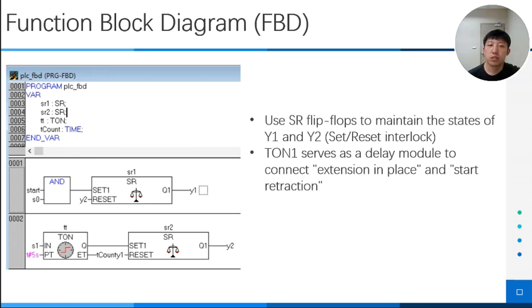The reset signal resets all flip-flops and the timer. SR flip-flops keep Y1 and Y2's states interlocked, and TON1 waits 5 seconds between the piston extended and the piston retracted.